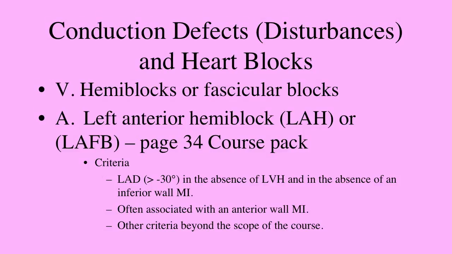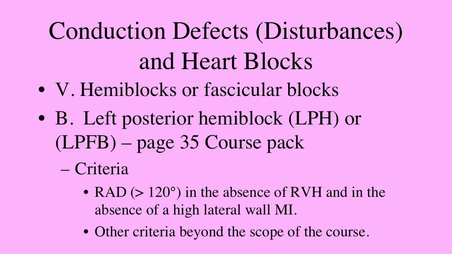The next hemiblock or fascicular block, again, is part of the left bundle, and this is the posterior fascicle. It's called left posterior hemiblock, LPH, or left posterior fascicular block, LPFB. This is on page 35 in the course pack, and this is where you have right axis deviation greater than -20 in the absence of RVH and in the absence of a high lateral wall MI. Those RVH and high lateral wall MI are items that cause right axis deviation. So if you can't explain the right axis deviation, then you would make the call of left posterior hemiblock.